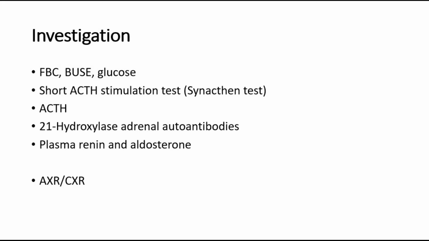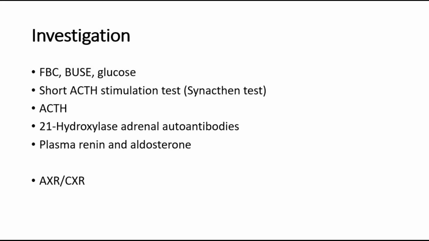Addison's disease is a primary cause of adrenal cortical insufficiency. We can also do 21-hydroxylase adrenal autoantibodies testing. It will be positive if it is an autoimmune disease. This is to check the cause of Addison's disease, for example, autoimmune adrenalitis, which is the most common cause.